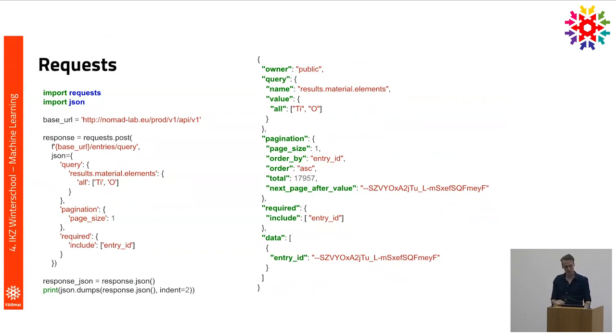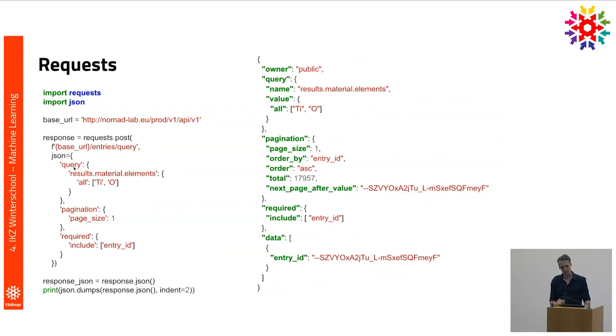And then requests is very easy. When you want to post something, you can just give the JSON in this Python dictionary kind of format here. So we are posting a query. And what you see here is exactly what you could have copied from the user interface. If you enter titanium oxygen and then you look at the API button, you will get a snippet that you can just copy and paste here.